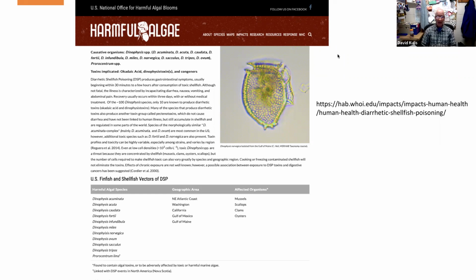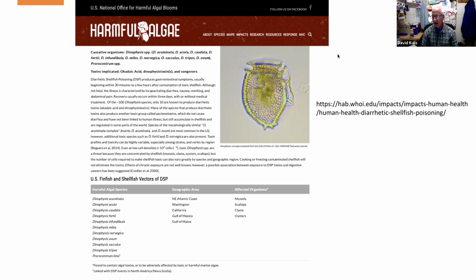The toxicity of Dinophysis cells is very highly variable. You can have toxicity with as little as just 1,000 cells per liter, and those can contaminate shellfish, or it may take over 1 million cells per liter to contaminate shellfish. And this is dependent on the species and also upon the geographic location.